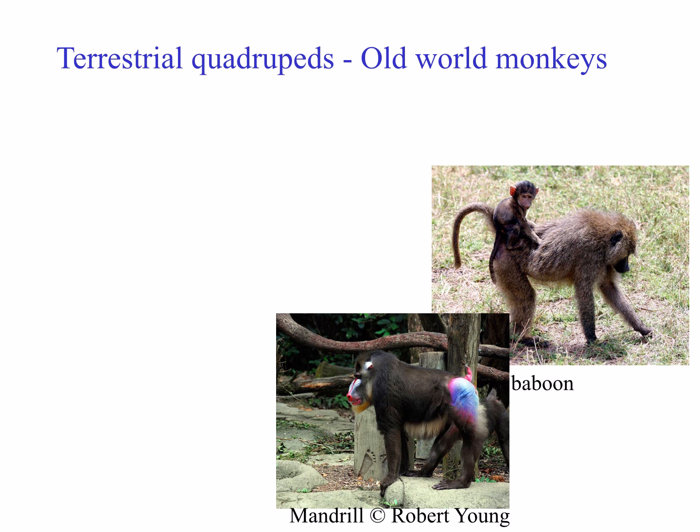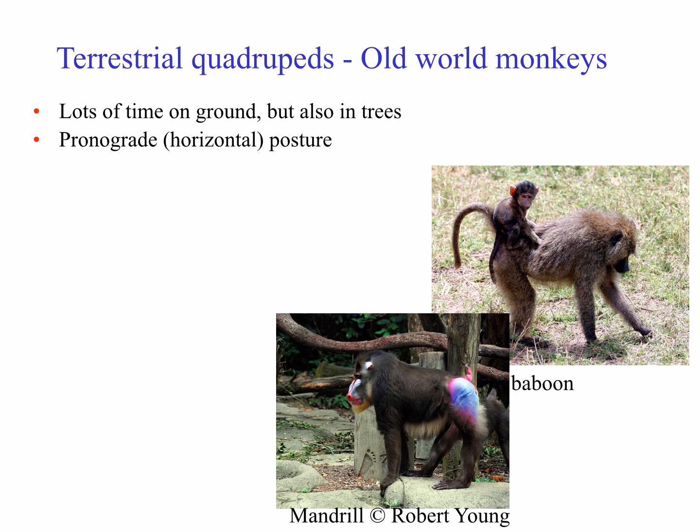Terrestrial quadrupeds. These are primates that are walking on all fours on the ground. They spend a lot of time on the ground, but a little bit of time in the trees as well. They have pronograde posture, so they're horizontal to the ground. They walk on their palms and toes, so they have shorter digits. They don't need to grab onto those branches like arboreal quadrupeds.